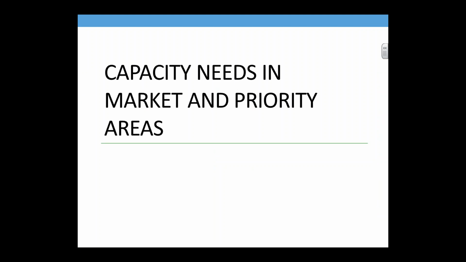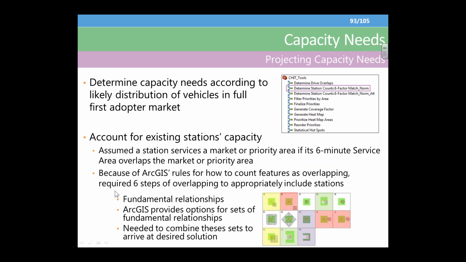All right, so capacity. We've had a lot of questions about capacity and how we determine what is needed in the market. We determine the capacity needs according to what we assess as the likely distribution of vehicles in the full early adopter market. We do this accounting for the existing stations' capacity. We can calculate just the market. We don't have to calculate the coverage gap, just the market itself. And we can say that when a station provides 6-minute drive time to some portion of that market, then that station is providing service to that portion of the market.